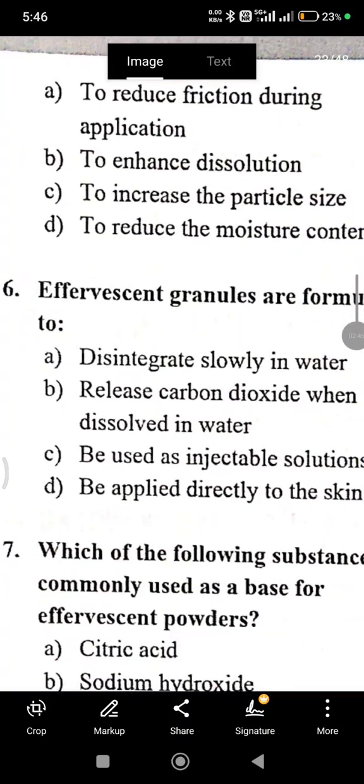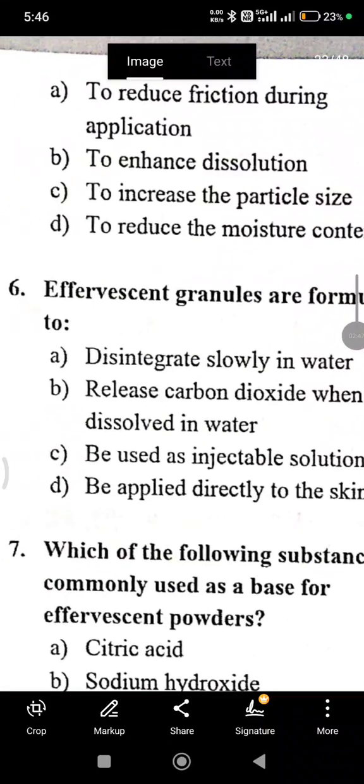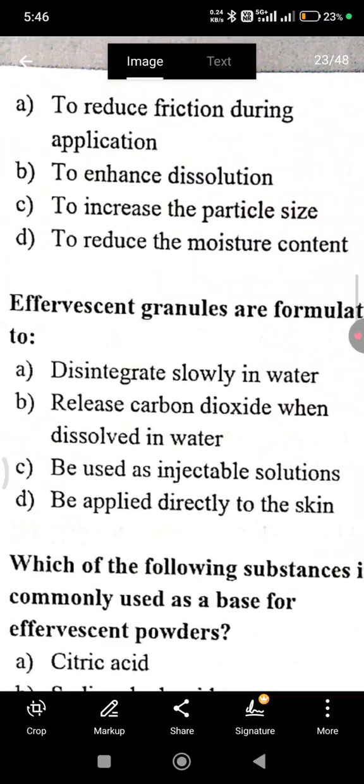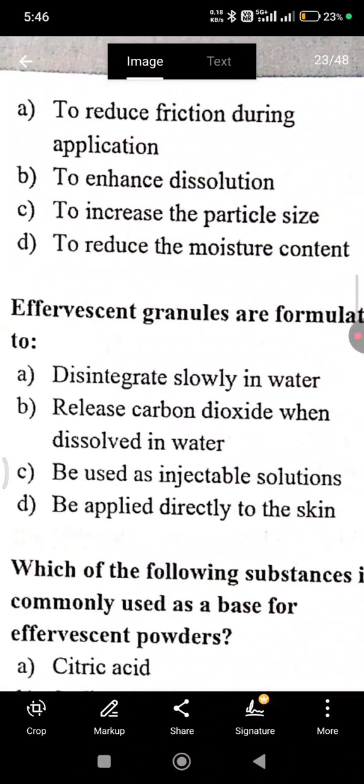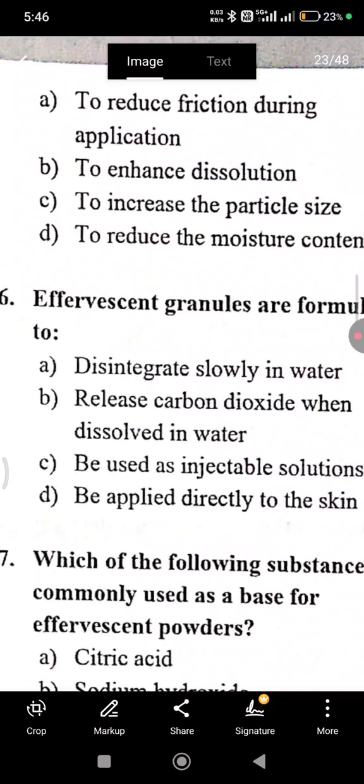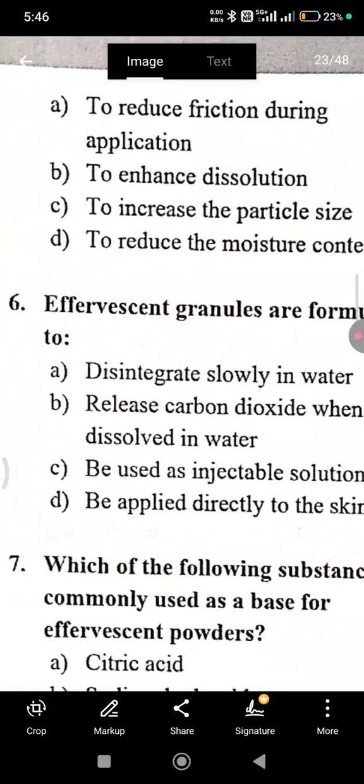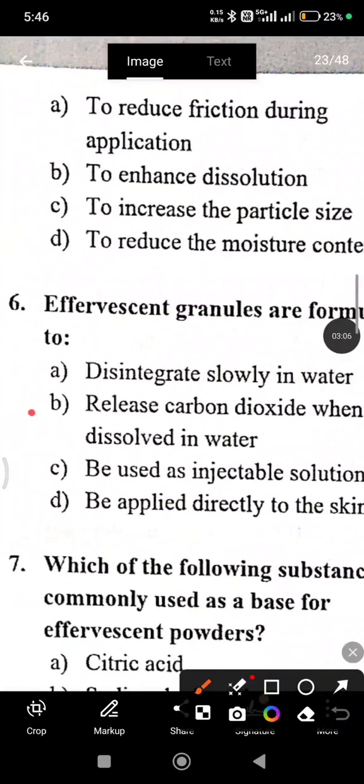Let's go to question number 6. Effervescent granules are formulated to: option A, disintegrate slowly in water; option B, release carbon dioxide when dissolved in water. Option B is the right answer: release of carbon dioxide when dissolved in water.